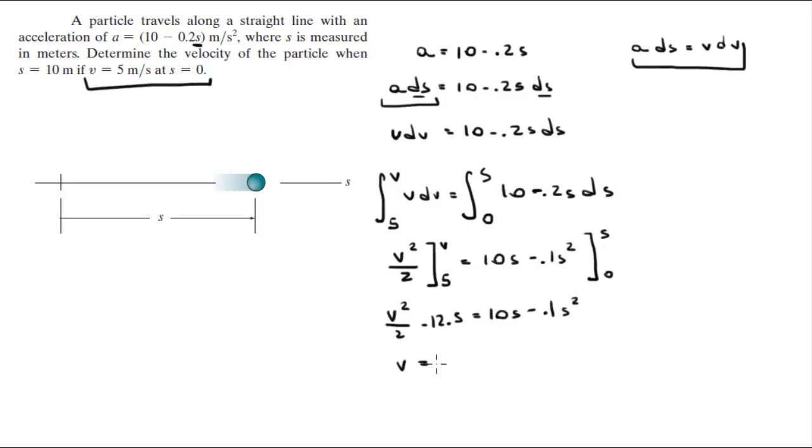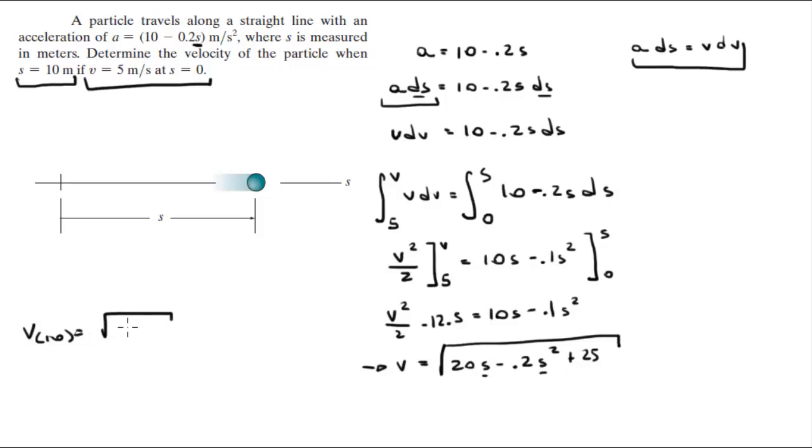So eventually you're going to solve for v, and you're going to get that this is the square root of 20s - 0.2s squared + 25. So all you got to do now is plug in 10 for the s, and you're going to get the velocity. So when s equals 10, you plug it into this formula, replace all the s's by the 10, and you get that the velocity is the square root of 205. When you plug into your calculator, you get that it is equal to 14.3 meters per second. Final answer.